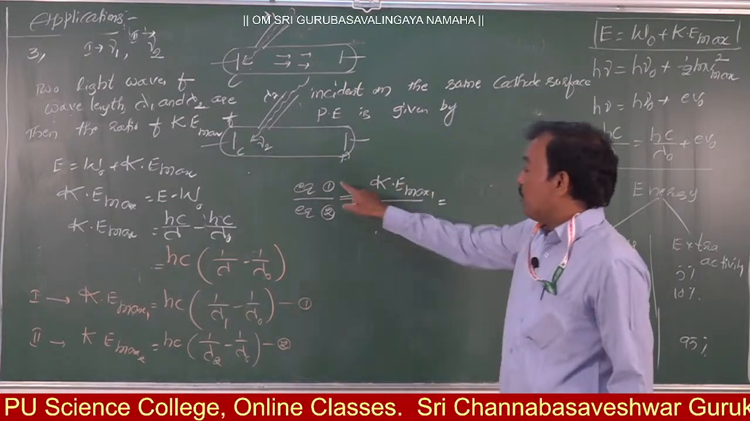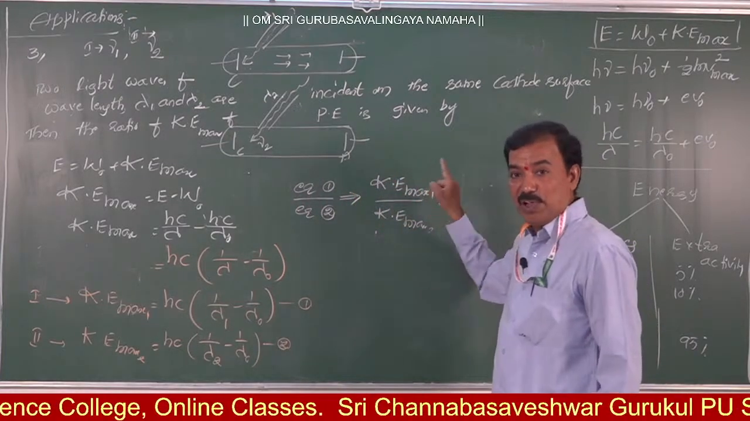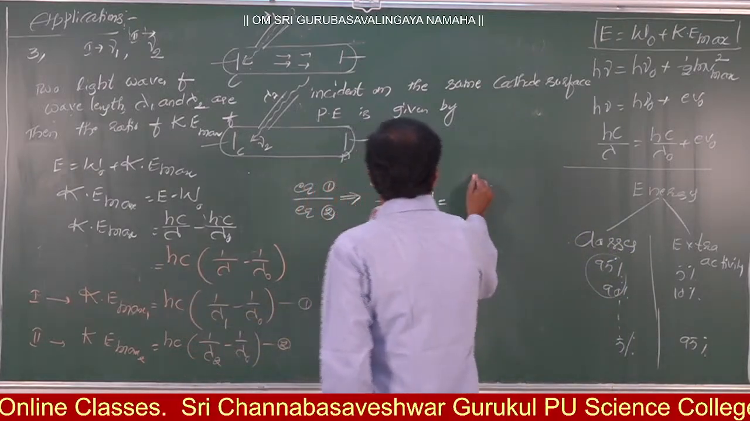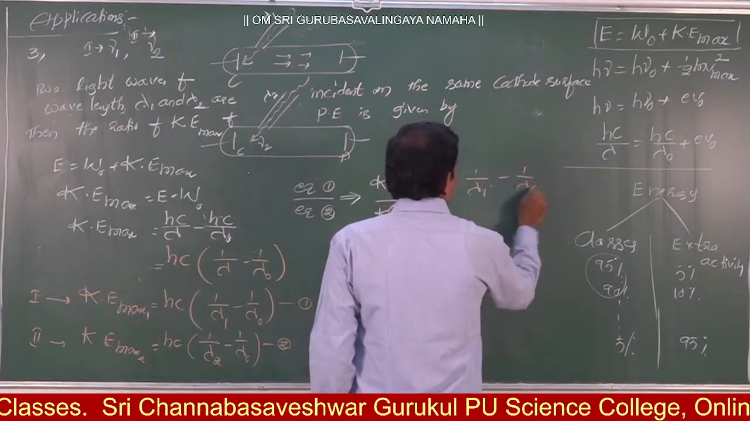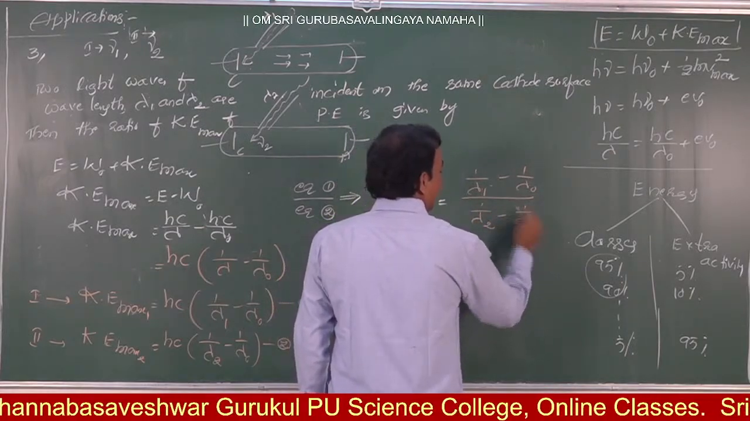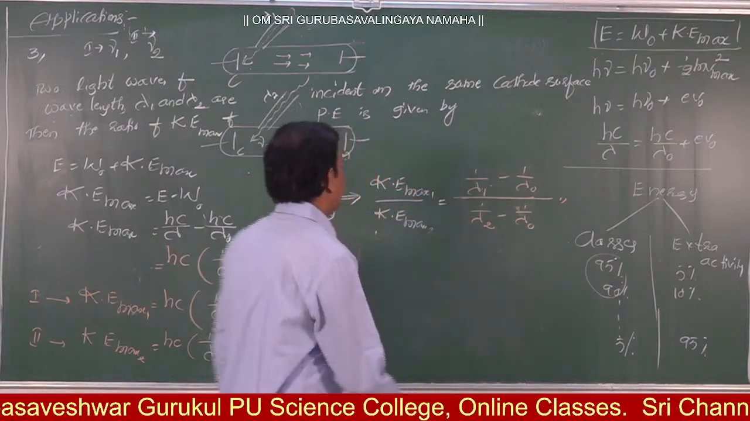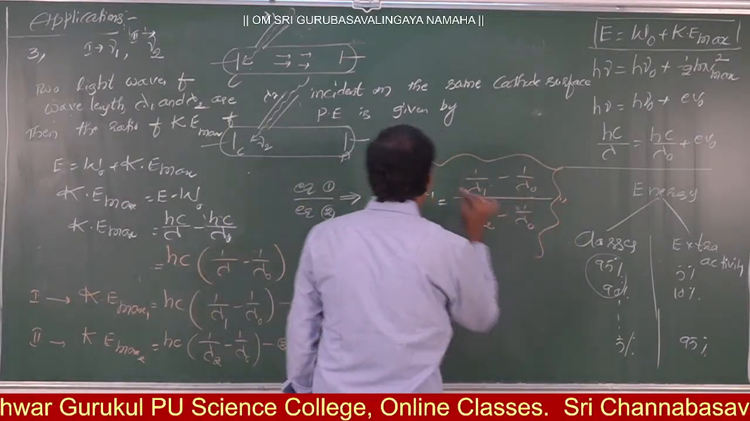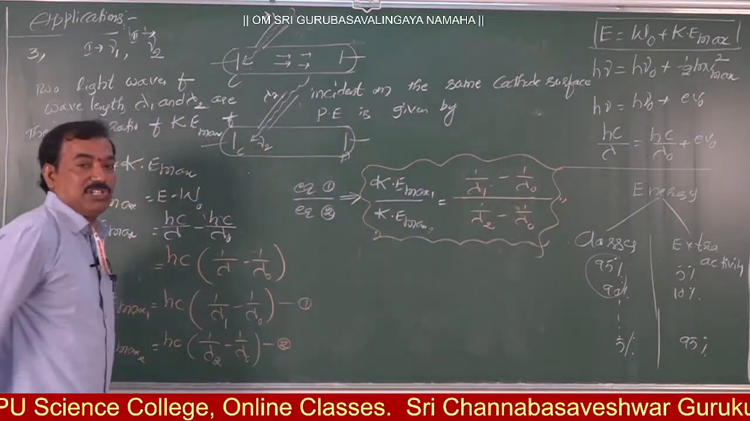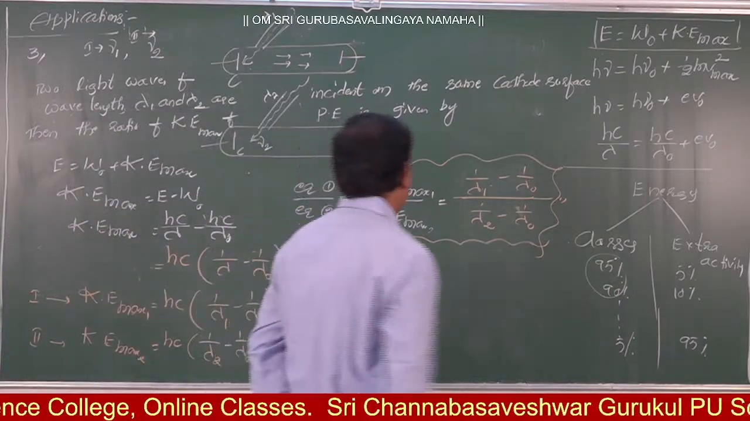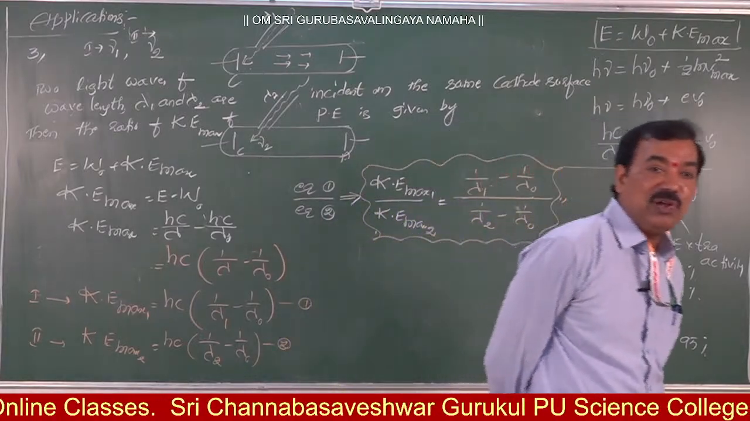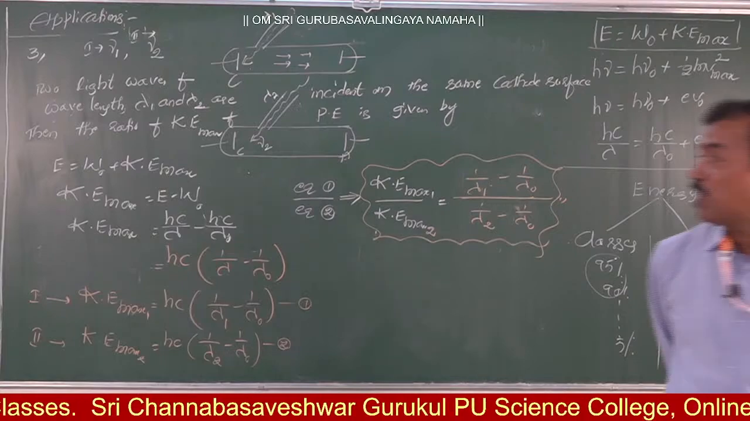So equation 1 by equation 2 is equal to Ke maximum 1 by Ke maximum 2. Hc and hc is cancelled here. So this is equal to (1 by lambda 1 minus 1 by lambda naught) by (1 by lambda 2 minus 1 by lambda naught). Note these equations. So this is the ratio of the maximum kinetic energy of photoelectrons when different wavelengths of the light are incident on the same cathode surface.